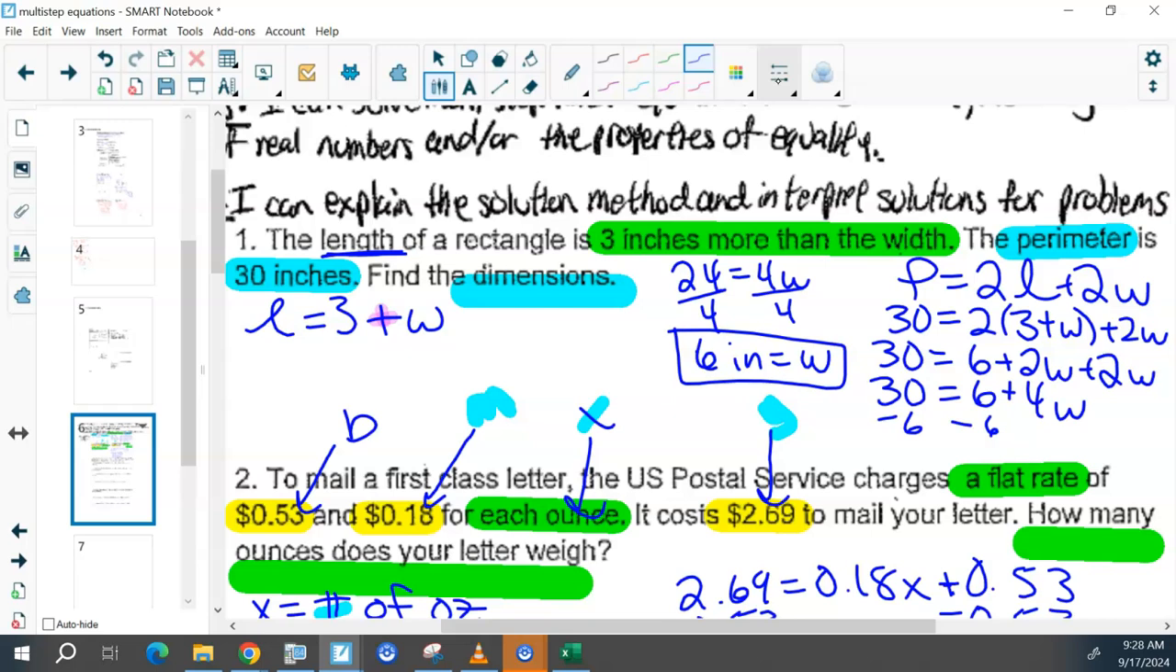Okay, so that's one piece. We found one of the dimensions. We still have to find our length. If we know that 6 inches is our width, and we know this equation for L, how could we find our length?